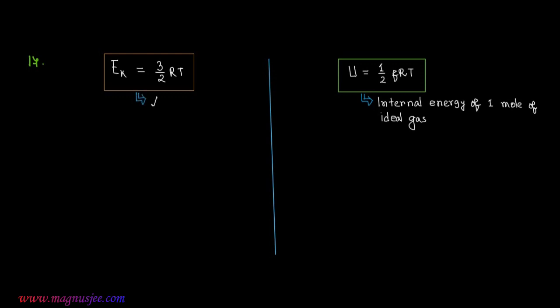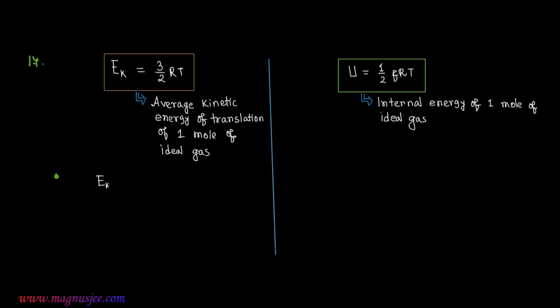Whereas the average kinetic energy of translation of 1 mole of gas is Ek, which is 3 by 2 RT. Ek is equal to 3 by 2 RT, which is the average kinetic energy of translation of 1 mole of ideal gas.